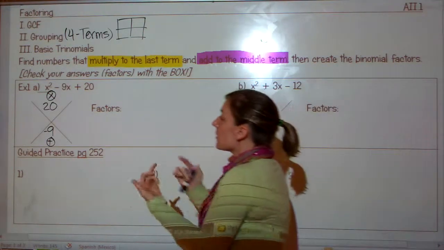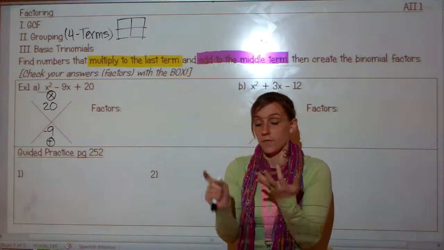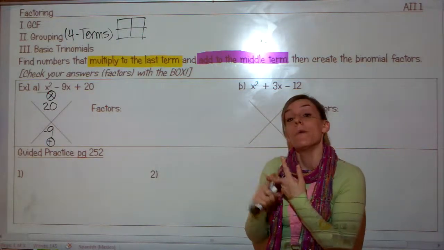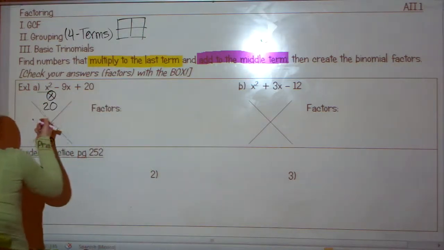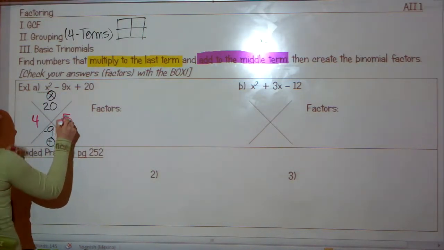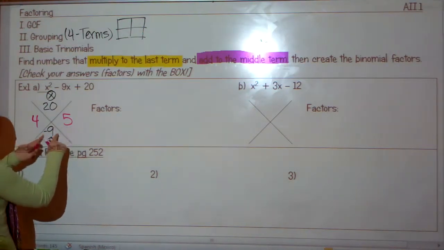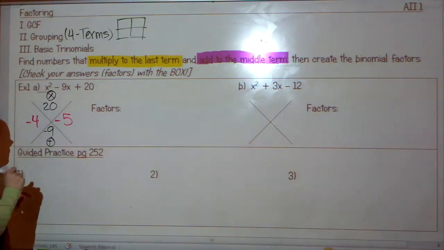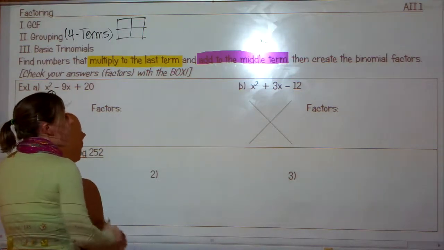So the numbers that multiply to 20 are like 1 and 20. Those do not add to 9 or -9. 2 and 10, those do not add to 9 or -9. But 4 and 5 do. So 4 and 5 are the numbers that add to 9, but since we want it to add to -9, whenever you get the right number but the wrong sign, that just means change your signs. Okay, so that means that these two are our factors.